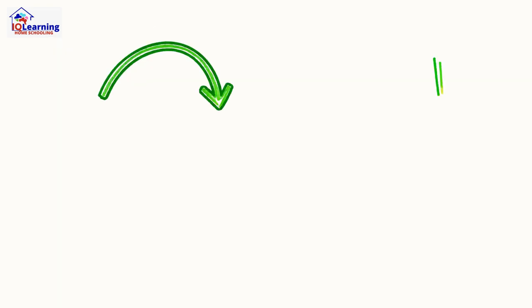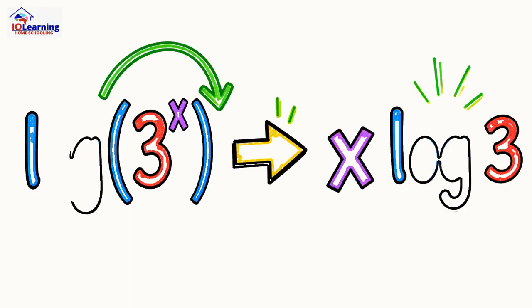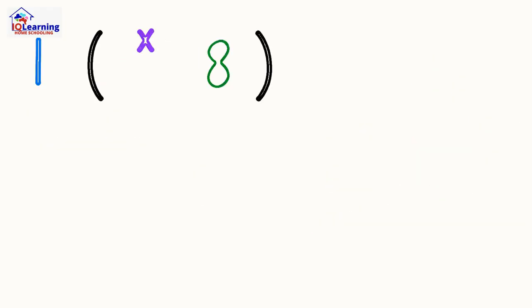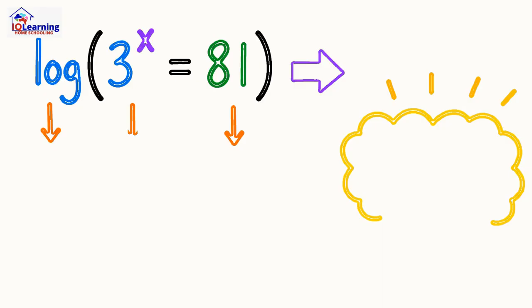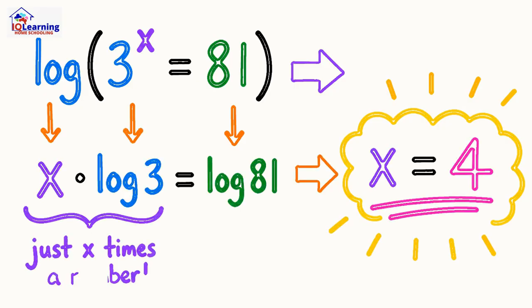Let's go back to our problem. 3 to the power of x equals 81. By taking the logarithm of both sides, we use that power law to bring the x down. Suddenly, it's not an exponent anymore. It's just x times the log of 3. Now it's a simple algebra problem we can solve to find that x equals 4.